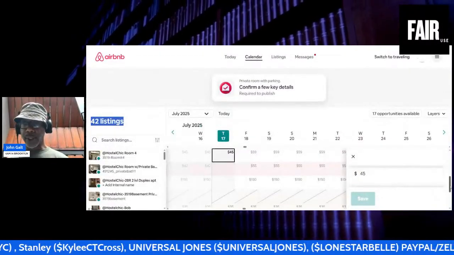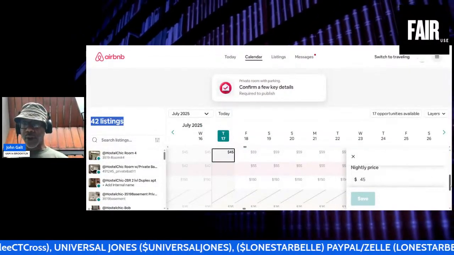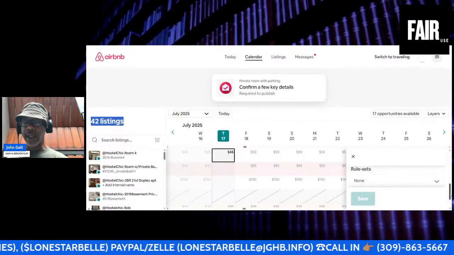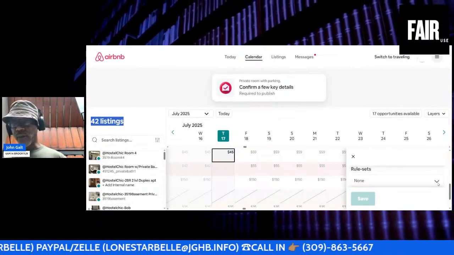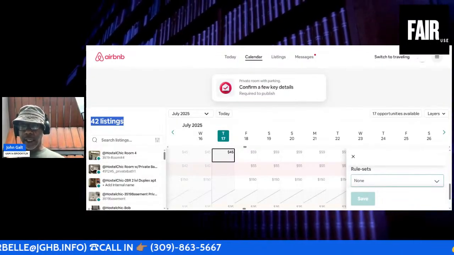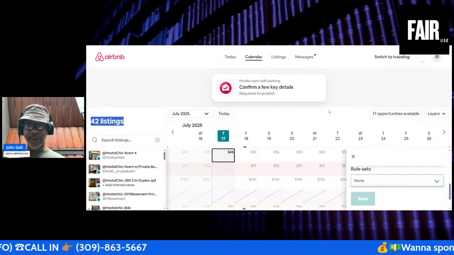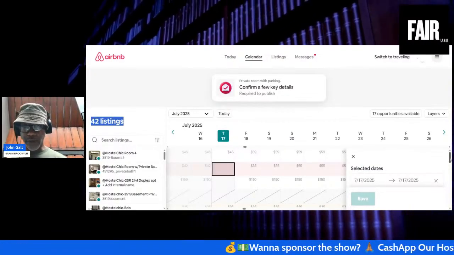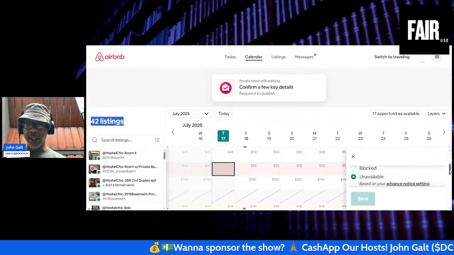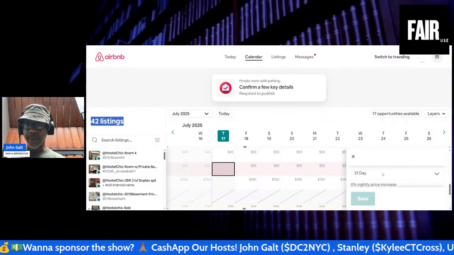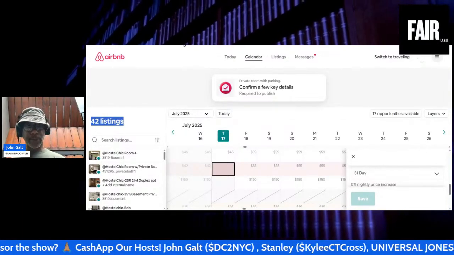So I scroll up, and you see right here where it says rule sets none. Now, we've set up quite a bit of rooms. You can see those here: 1 night, none, 10-day bookings, and so on and so forth. And right below this, you'll see another listing here. For the sake of argument, we're going to assume that they are the same listings. And you'll see that the rule set for this listing is 31 days.